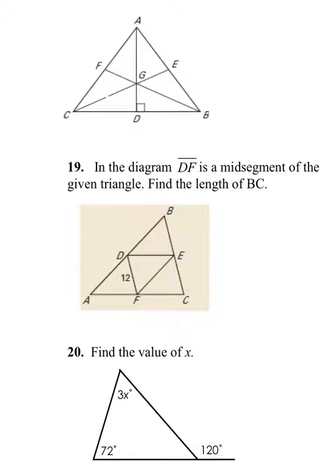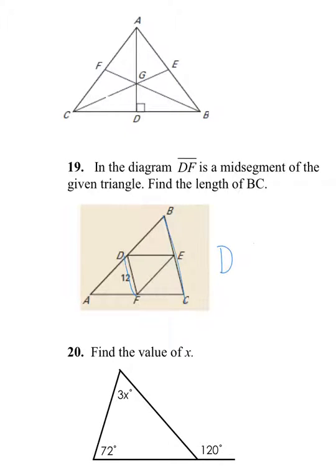19. In the diagram, segment DF is a midsegment of the given triangle. Find the length of BC. A midsegment connects midpoints, so that's a midpoint, that's a midpoint, that's also going to be a midpoint. But DF here is a midsegment. Two things. It is parallel with the third side of the triangle, this side over here, right? They're parallel. We could draw those parallel arrows on here. But more importantly to solving this problem, the midsegment is 1/2 the length of the third side.